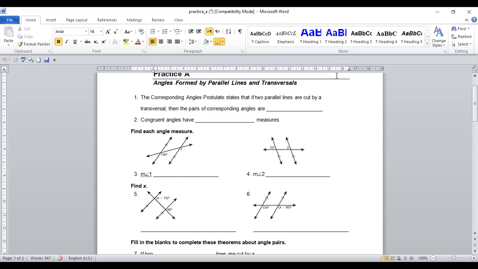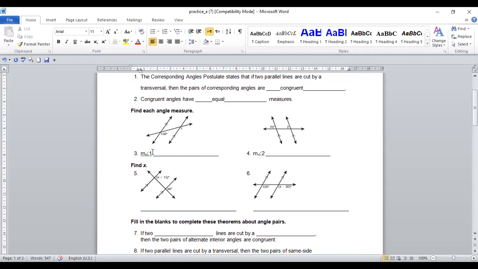So the corresponding angles postulate states that if two parallel lines are cut by a transversal, then the pairs of corresponding angles are, you can use two words, either equal or a mathematical term, congruent. Even equal is right. Congruent angles means they are equal angles, so congruent angles have equal or the same measure. You can use any one word.